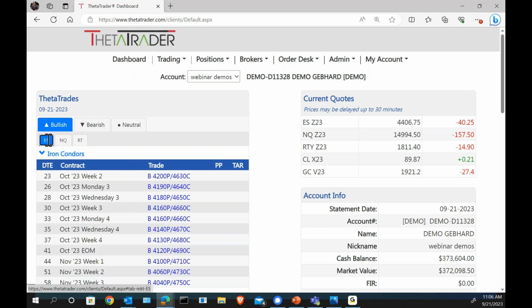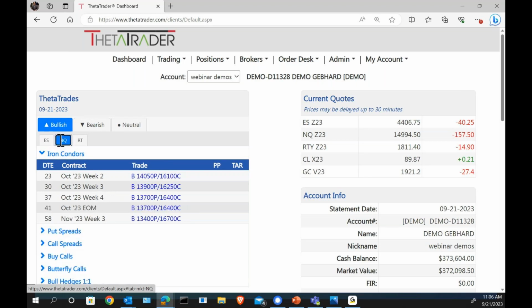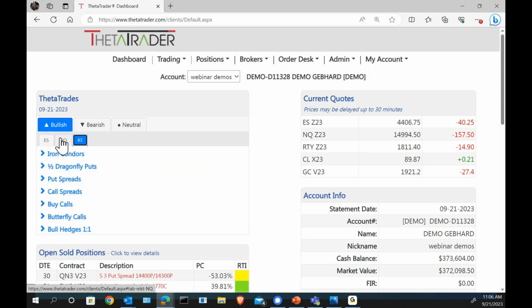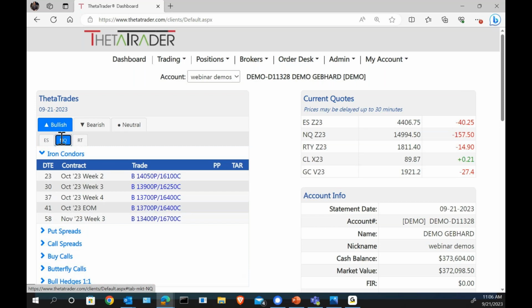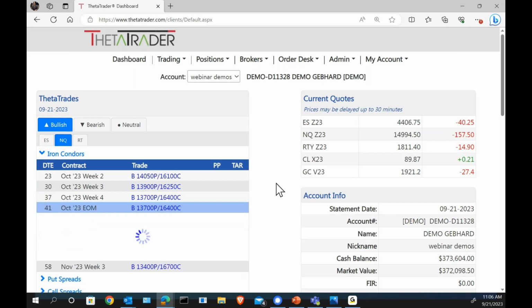But of course, we can apply that to the E-mini, S&P 500, NASDAQ, or Russell. And in this case, why don't we go ahead and just look at a NASDAQ. We'll look at the October end of month. Really no rhyme or reason. I'm just kind of randomly choosing various theta trades just to illustrate the various strategies and how easily ThetaTrader can provide those and serve those up to you.